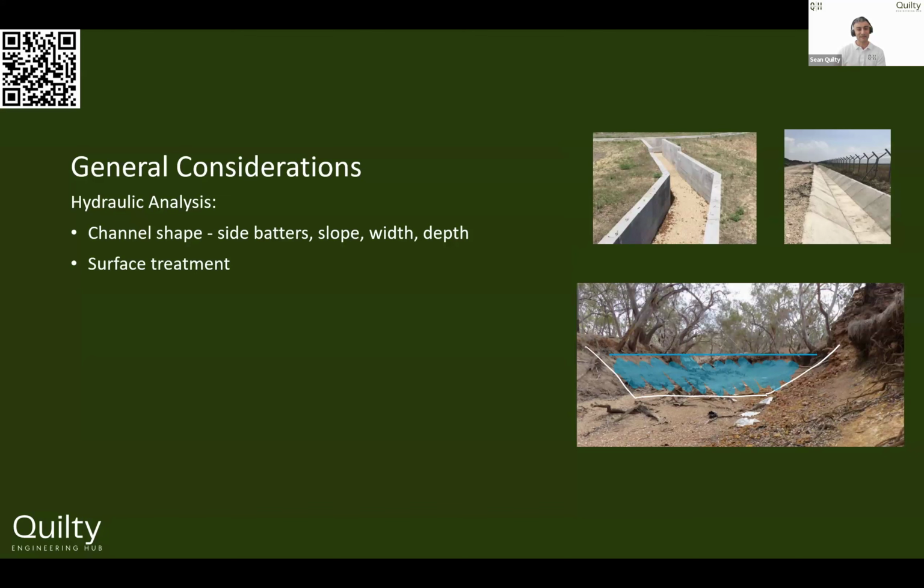So there's a few things that we need to consider. We look at the channel shape: our side batters, our slope, our grade of our channel, the width, the depth, and another really important feature is the surface. So what is the surface treatment or the lining of this channel? Is it going to be just bare earth? Is it rock lined? Is it concrete? Is it grass? Is it vegetation? Because that will have a very big impact on the design of that channel as well.